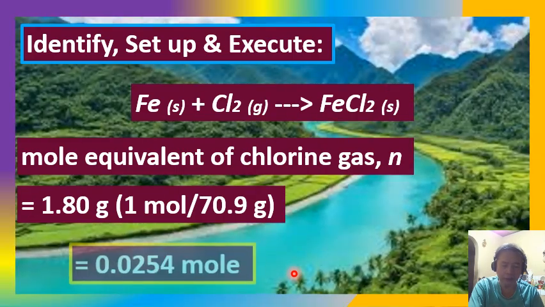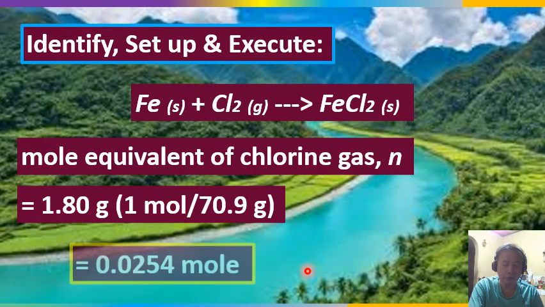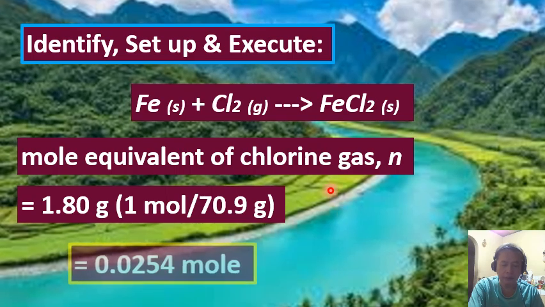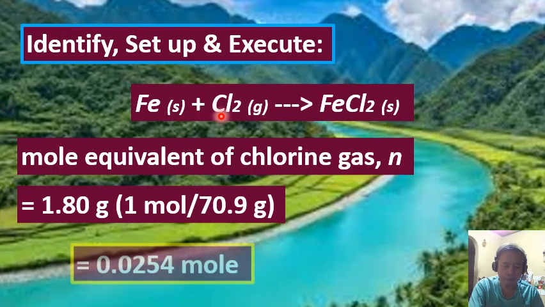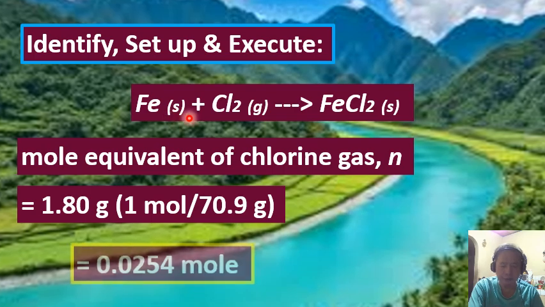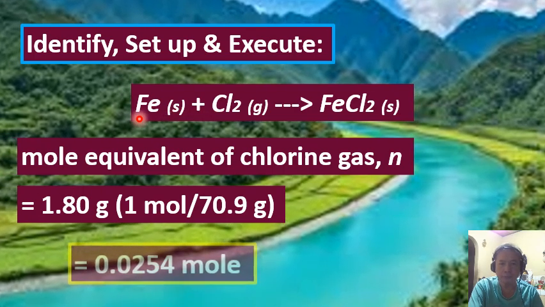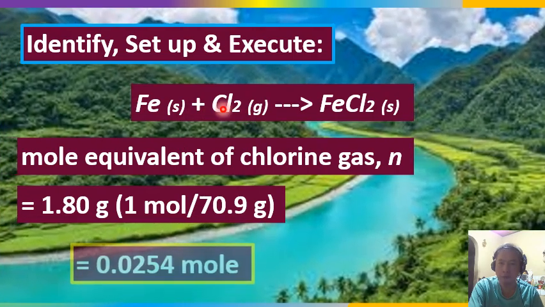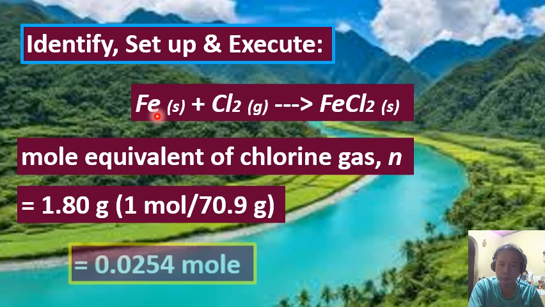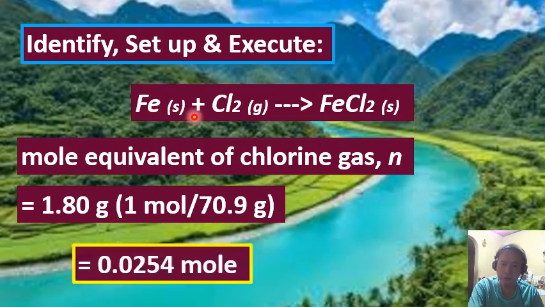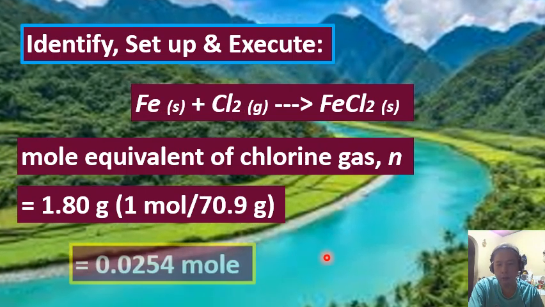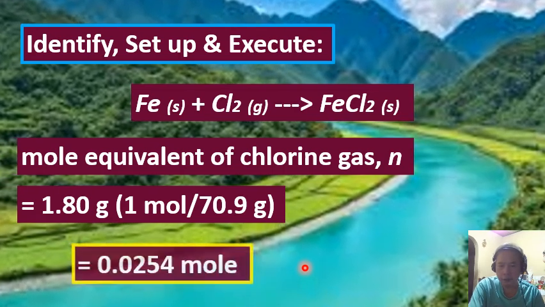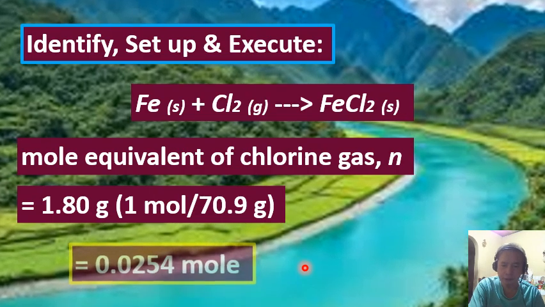So notice that the stoichiometric ratio of iron to chlorine is 1:1, the same ratio as what is shown in the balanced equation. The number of moles of iron here is 1, and that of chlorine gas is also 1. So their ratio is 1:1, similar to the stoichiometric ratio.